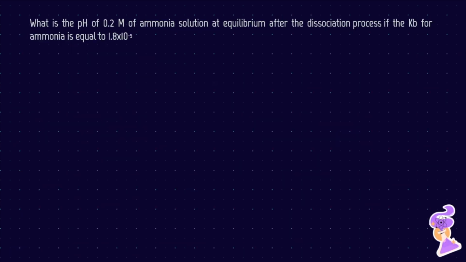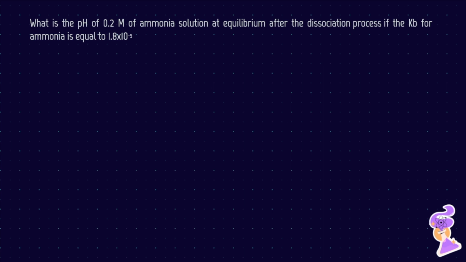Question number 5. What is the pH of 0.2 molar of ammonia solution at equilibrium after the dissociation process if the Kb for ammonia is equivalent to 1.8 times 10 to the power of negative 5? Alright, so the same drill as other questions.